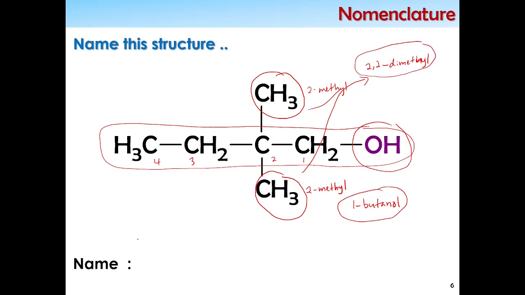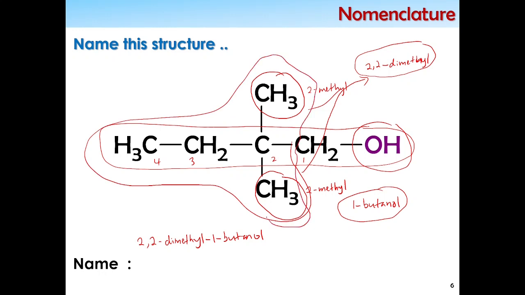Now we want to combine these two names, the parent chain and the substituent. So the name for this compound is 2,2-dimethyl-1-butanol. And the class of the alcohol, if we need to classify: if you look again, this carbon is only attached to one R. All these are 1 R. So this one is primary alcohol.